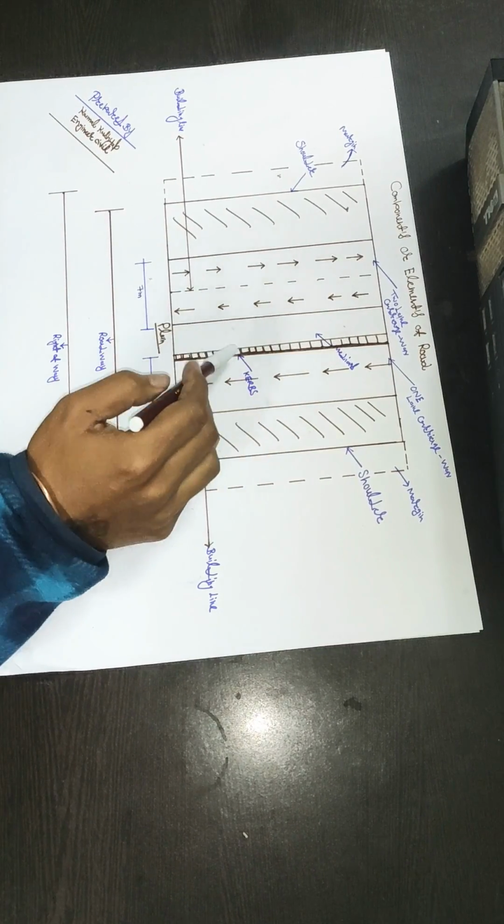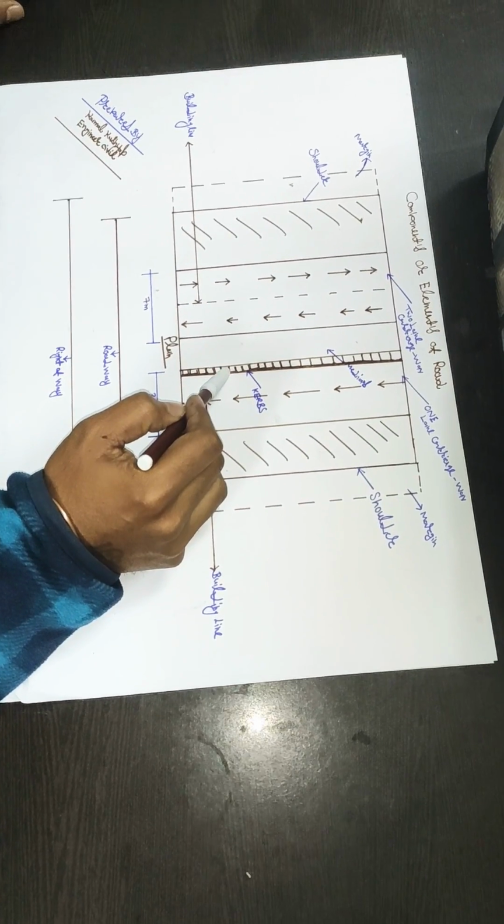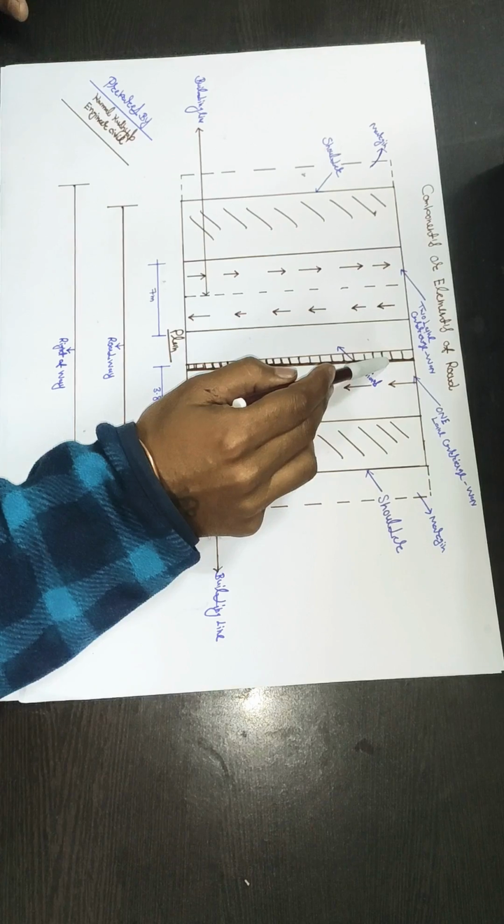After median, the next component is curb. Curb is provided along the median and on both sides of the road. This is called curb.